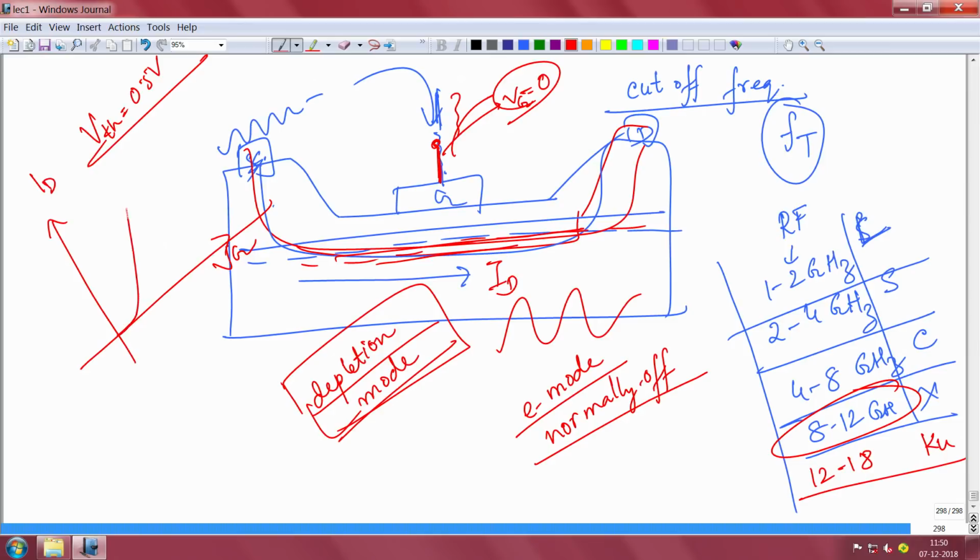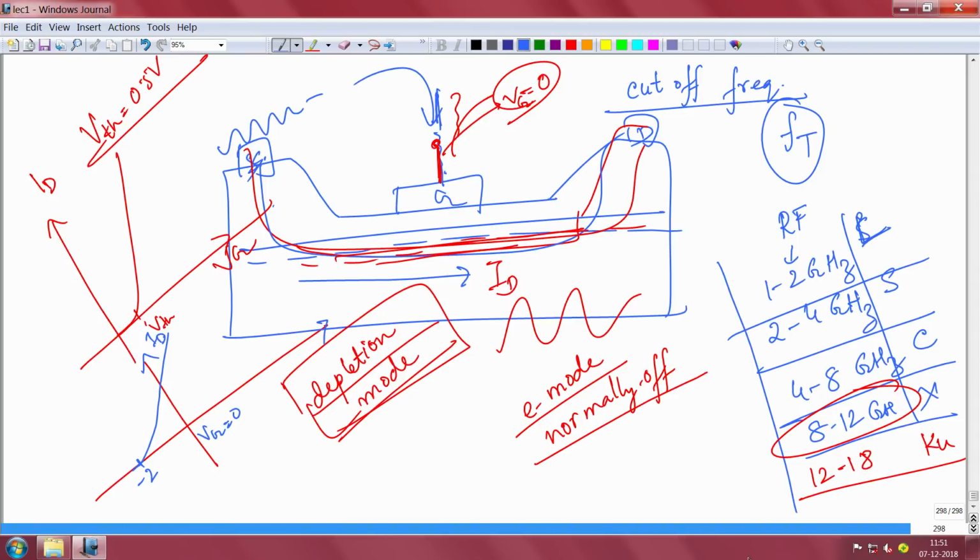Unlike that, in this kind of gallium arsenide device, you have very high charge density at zero gate voltage. So you have to apply some -2 or -3 volt to turn it off, and at zero voltage it has very high current. So this kind of device is called a depletion mode device. And this is one of the many examples of heterojunction devices that are widely used in modern day electronics, especially RF electronics, and in devices that require amplification.